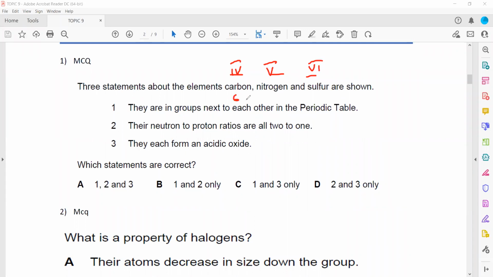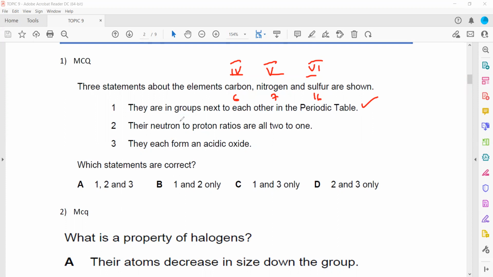Carbon atomic number is 6, nitrogen atomic number 7, and sulfur is 16. So they are in a group next to each other in the periodic table. We have to check which statements are correct. So statement 1 is correct because one is in group 4, another one is in group 5, and the third one is in group 6. So statement one is correct.